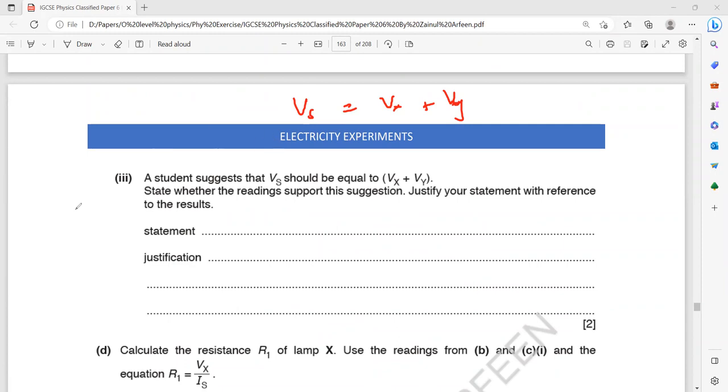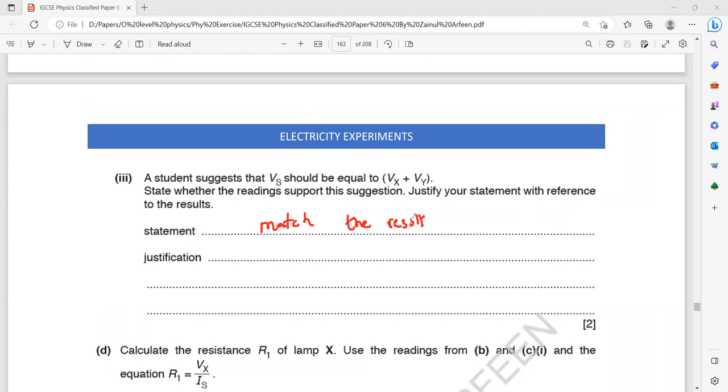So what is the value of Vs? The value of Vs, we got 3. And what about Vx plus Vy? Vx was 1.2 and Vy is 1.9. So when we add them, it will be 3.1. So can I say 3 is equal to 3.1? Yes or no? We can say yes here, and the reason is that you can compare the percentage difference. When you measure the percentage difference, it will come out less than 10%. So we will say the statement matches the result.